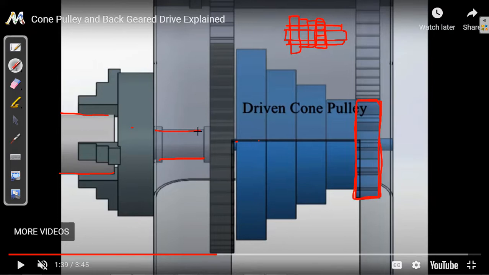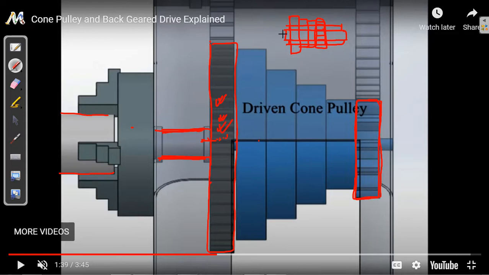Okay, and this headstock spindle is connected with this particular bull gear. Bull gear means basically the larger gear. This is called the bull gear, and it is connected with the headstock spindle. But this bull gear is not mounted over the bearing. It is keyed with the shaft. That means when the shaft is rotating, the bull gear is also rotating, or the spindle is rotating. So this bull gear is directly keyed with the headstock spindle.